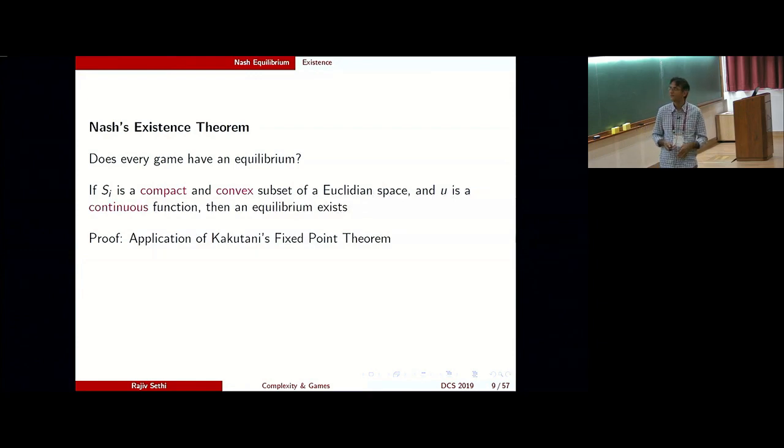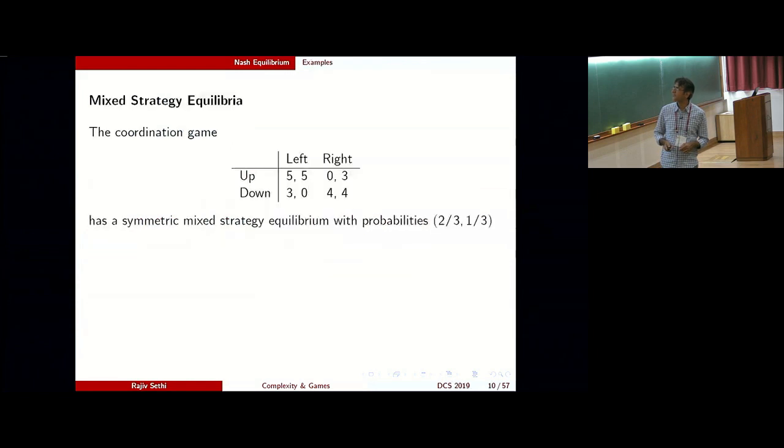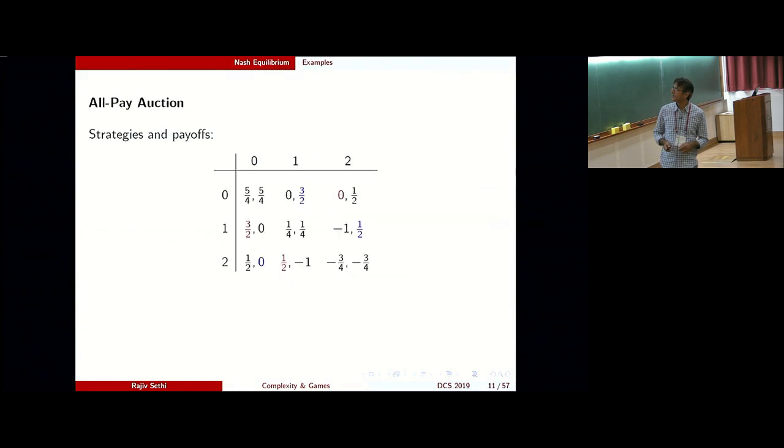Nash just appealed to that. It's a 2-page paper. And the implication is that every finite game has a mixed strategy equilibrium. So, sorry, forget about this because I removed some slides for this, but I'm just going to go straight to this one, the all-pay auction.